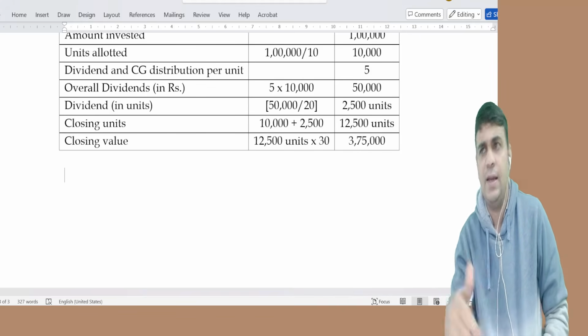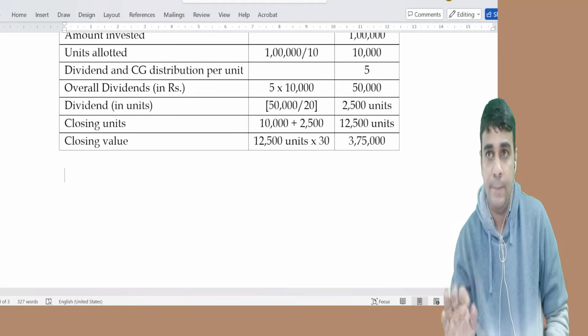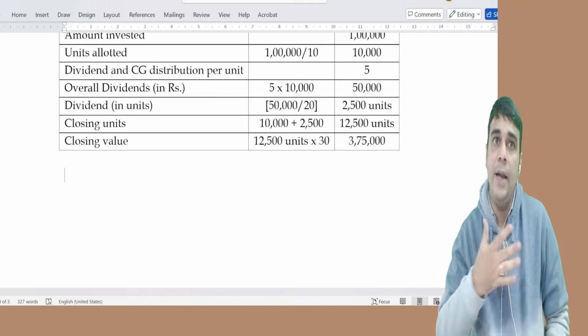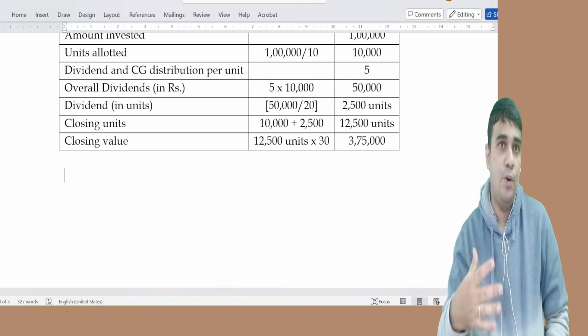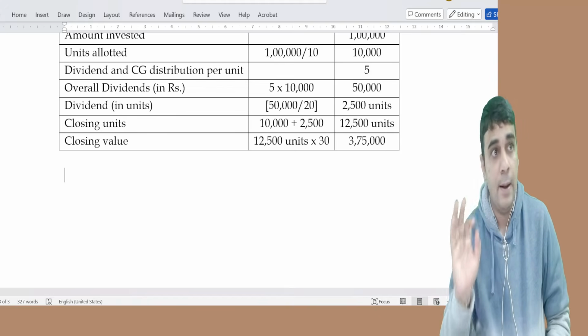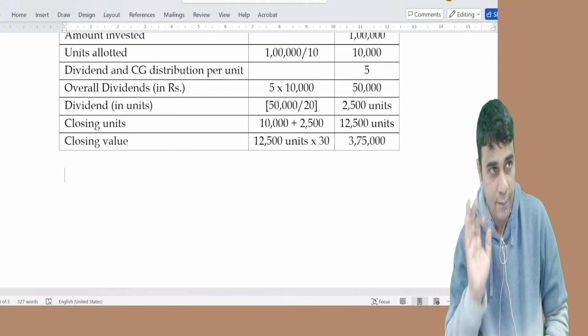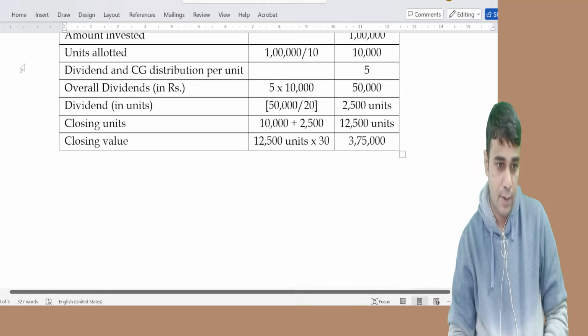If I don't sell, then next year I may sell it, and that time we'll see the calculation. Any doubts on 375? In between, I don't get any dividend. I don't get any CG distribution. Nothing will come to me, and I am perfectly okay with that. Any doubts on this? Clear? Can we proceed?